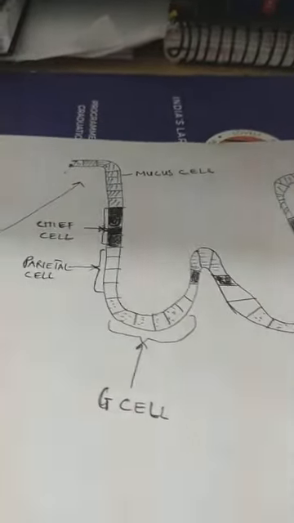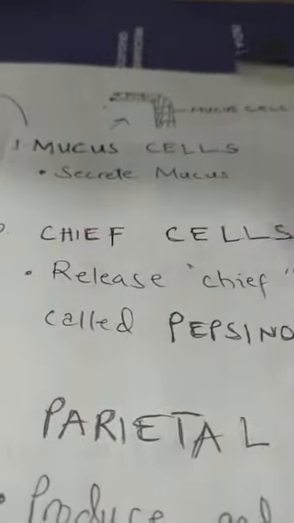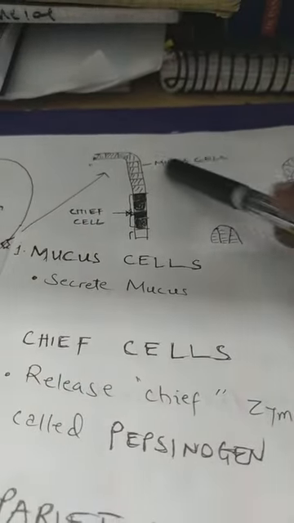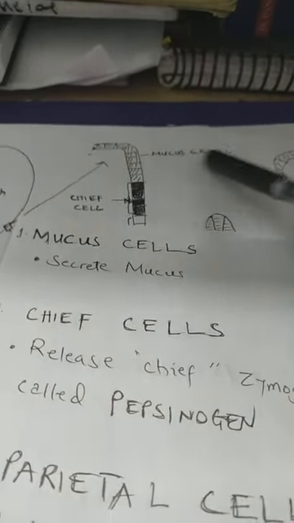And let's see a quick summary of each one of them again. So we said we have the mucus cell on top of our stomach lining. Here on top of our stomach lining, just on the surface, we have our mucus cell.